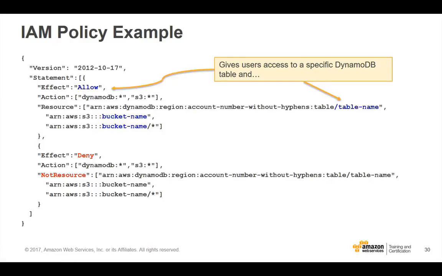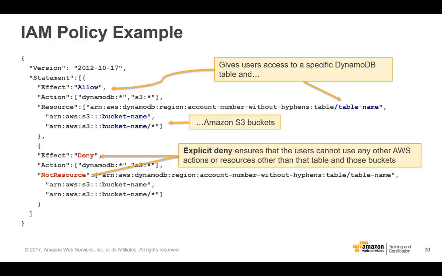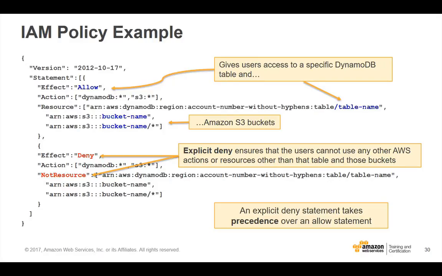This gives users access to a specific Dynamo table and S3 buckets, and the explicit deny ensures that users cannot use those actions or resources other than those tables and those buckets, no matter what. Okay?